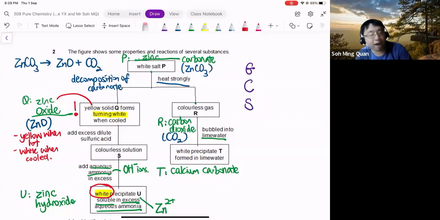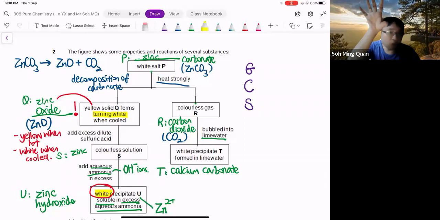All right, so that leaves us with the very last one, which is S. I'm sure you can work out by now. S is not going to be calcium something. It's not going to be iron 2 something, because this whole question is about zinc. But zinc what though? So you're going to read the previous line. S came when Q reacted with dilute sulfuric acid. Dilute sulfuric acid gives you what? So it must be zinc what? Sulfate, right? So S is zinc sulfate. Okay, and that's how you solve the entire puzzle.